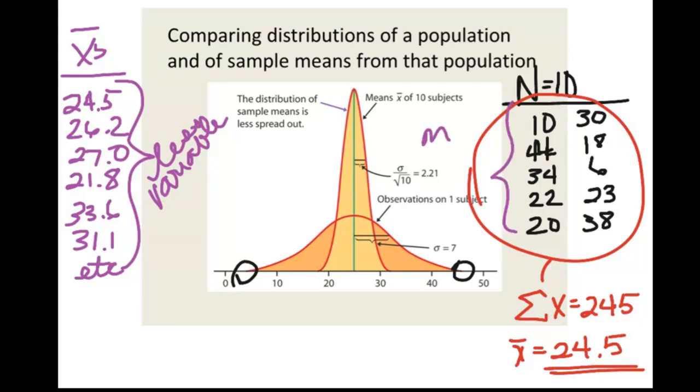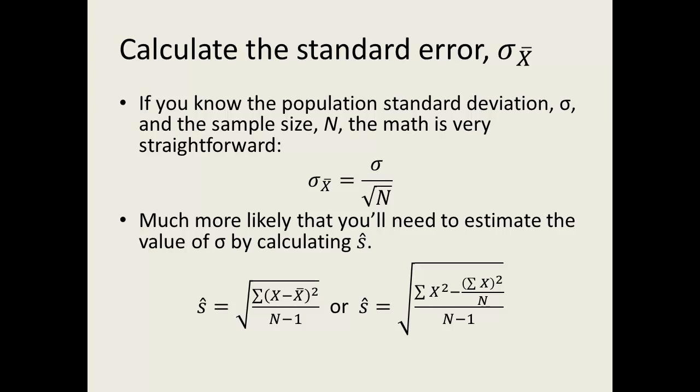Thus, the distribution of sample means will have less variance, and consequently, a smaller value for the standard deviation, which we now call the standard deviation of sample means, or the standard error of the mean. And it is represented by the symbol sigma sub x bar. You're going to need to be able to calculate the standard error of sample means.